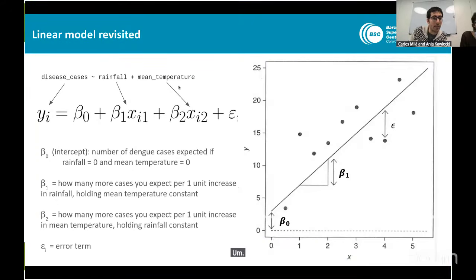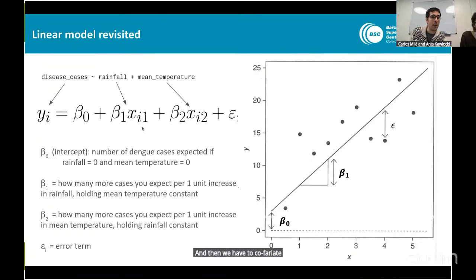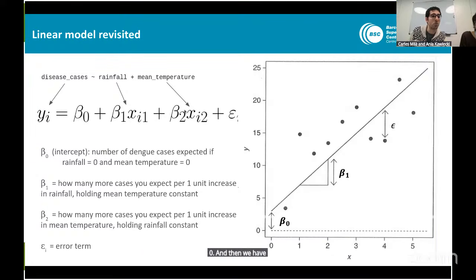The model that you are fitting here translates into this equation where y is our outcome, which are the disease case counts. And then we have two covariates, rainfall, x1, and temperature, x2. And we have different model coefficients. We have beta 0, which is the intercept, which is our predicted disease cases if rainfall and temperature are both 0. And then we have beta 1 and beta 2, which are the two coefficients of our climate predictors.